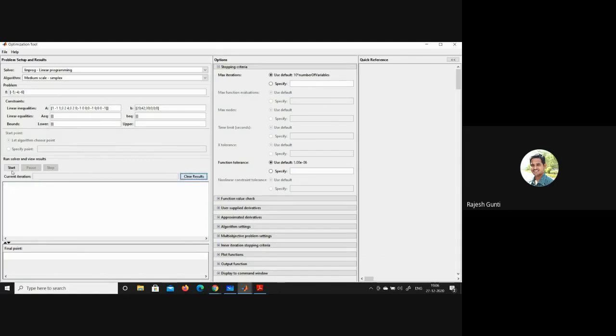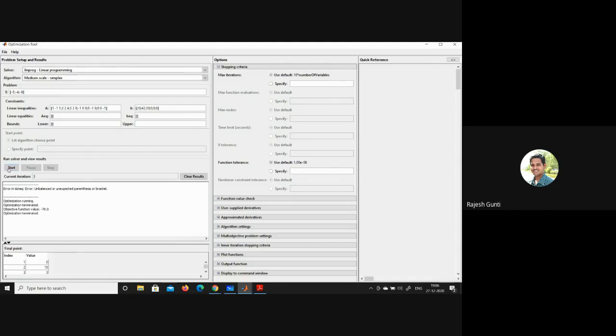Clear result. Start. Inequalities. Any mistake? Balanced. Something is unbalanced. 1 minus 1 minus 1 0. These spaces are missing. Oh, double bracket.